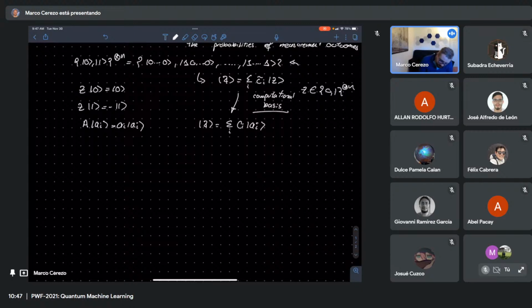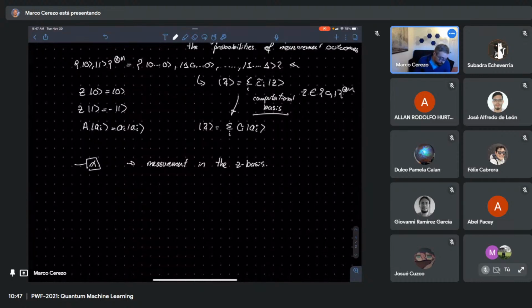Whenever you see something that looks like this, without anything else to it, this is assuming that we're going to be measuring in the computational basis of Z. So this is associated by convention. Again, this is completely arbitrary. A measurement in the Z basis. But keep in mind that this is just arbitrary. I just wanted to bring this up.